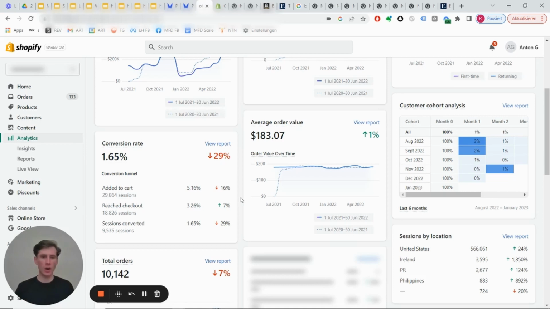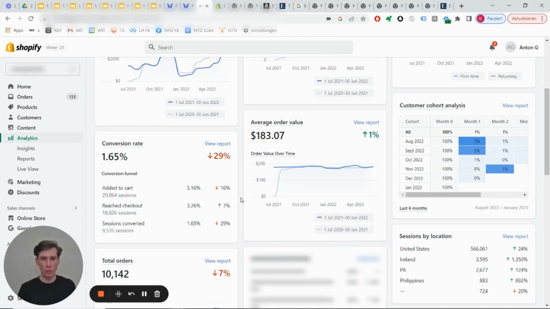Of course, we also have add to cart and checkout conversions here, which are also interesting, and I have a separate video on that. But here we're going to focus on the sessions converted. If you multiply those two figures, what you're going to get is a dollar amount, which is the amount of revenue your store makes per 100 website visitors, right?